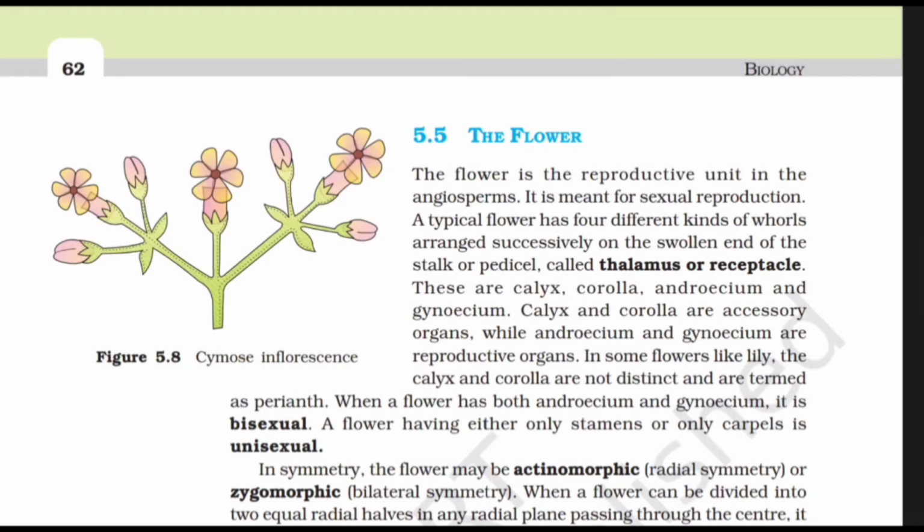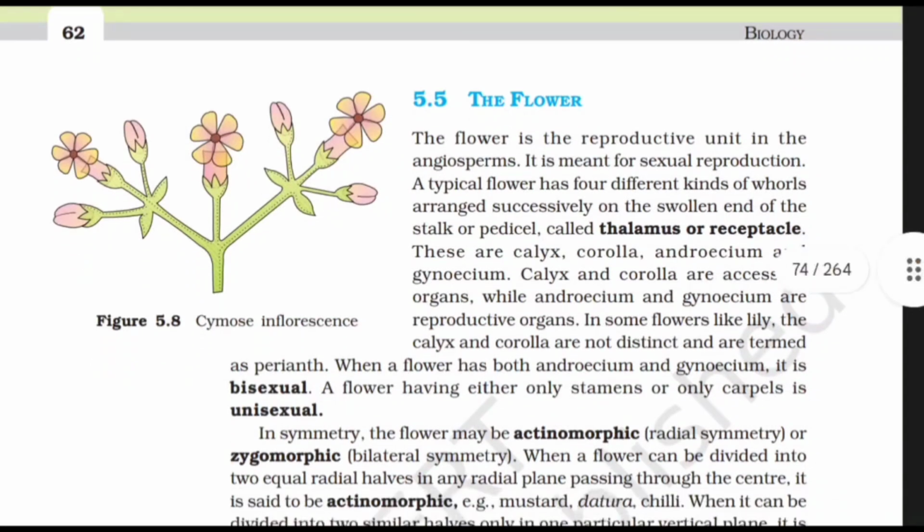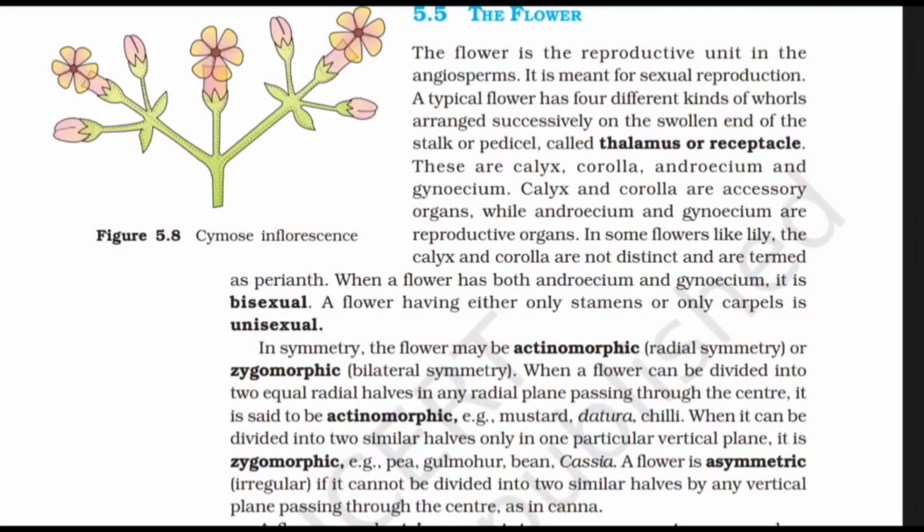When a flower has both androecium and gynoecium, it is bisexual. A flower having either only stamens or only carpels is unisexual. In symmetry, the flower may be actinomorphic, that is radial symmetry, or zygomorphic, that is bilateral symmetry. When a flower can be divided into two equal radial halves in any radial plane passing through the center, it is said to be actinomorphic.